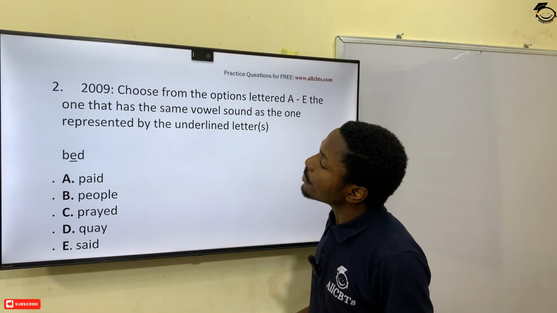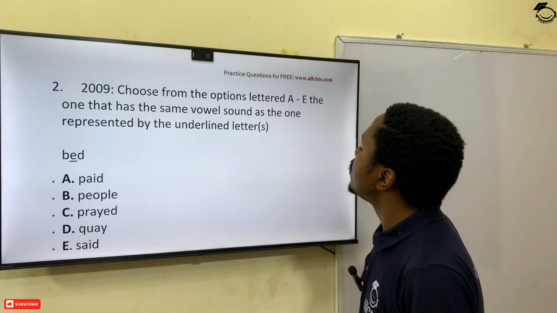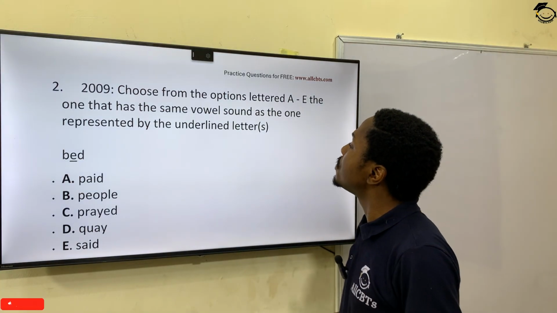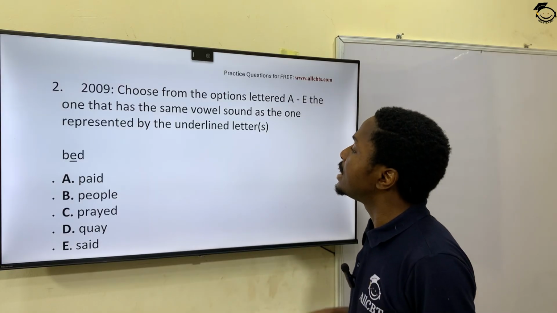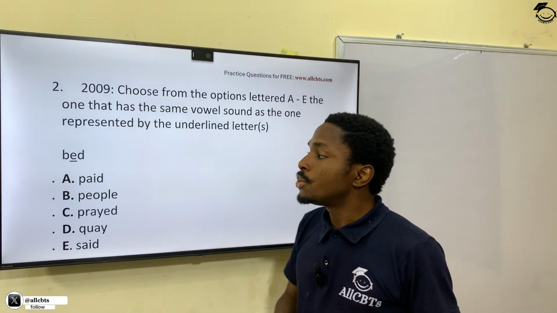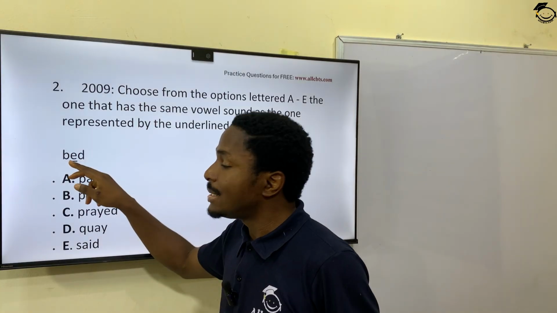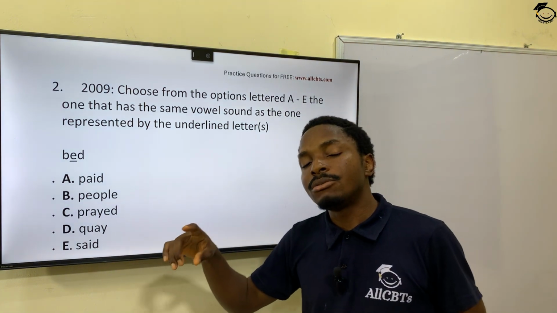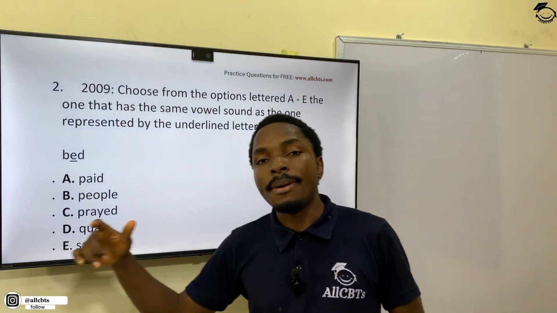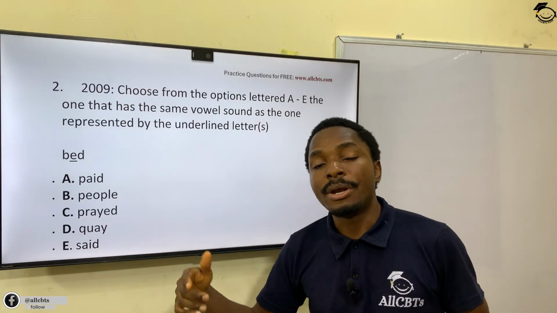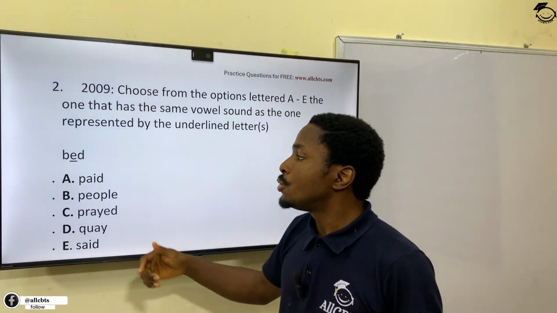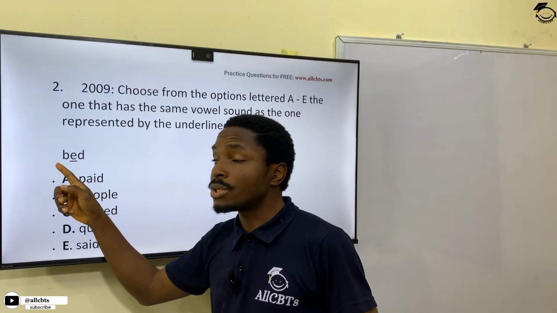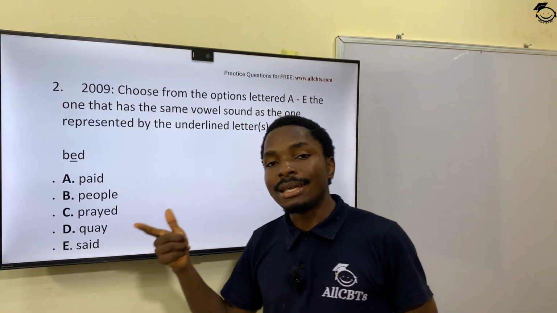Question 2. From 2009, choose from the options lettered A to E, the one that has the same vowel sound as the one represented by the underlined letters. So this is the underlined letter. Letter E is the underlined letter. But in the word BED, it has the sound E, as in bed. If you do phonetics in primary school, you should be very used to this. Mind you, it says the vowel sound, not the consonant sounds. So the vowel sound there is the E sound.